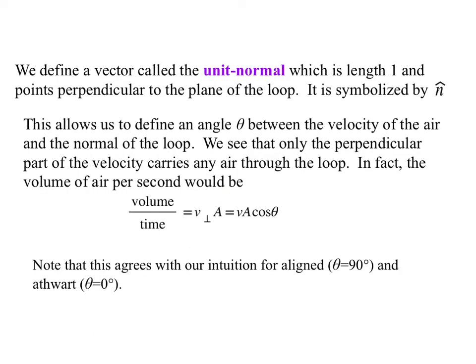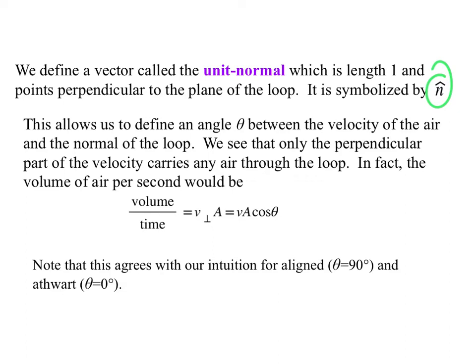So now we're going to define a vector which we call the unit normal, which is of length 1 and points perpendicular to the plane of the loop, symbolized by n hat. Just like we had i hat, j hat, and k hat, or x hat, y hat, and z hat earlier, where they were unit vectors in the x, y, and z directions. This is a unit vector that just points in some direction, and we're going to denote it by n hat. Remember, it's a unit vector. It doesn't have any units to it. It has no dimensions. It's just the number 1 pointing in a given direction.